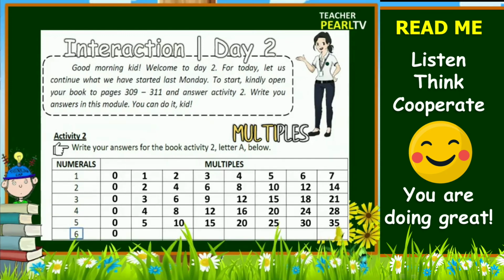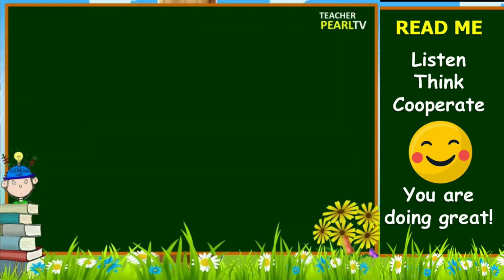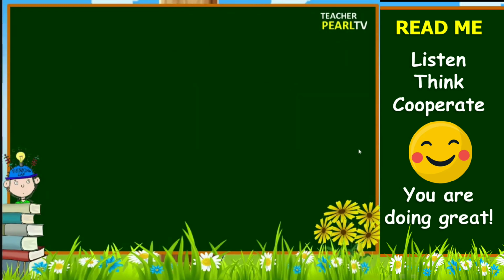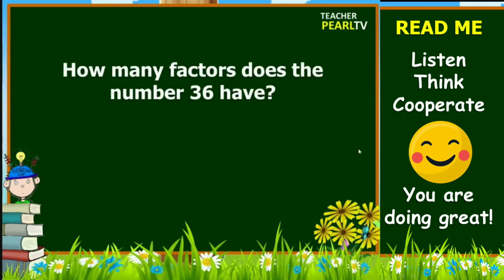These are 0, 6, 12, 18, 24, 30, 36, and 42. So that is how we get the multiples of numbers. We simply skip count. I hope you were able to get our lesson. Let's do more about factors and multiples. Here are some questions for you.